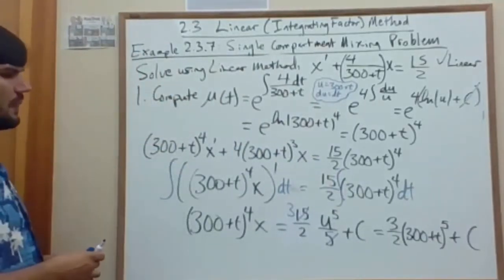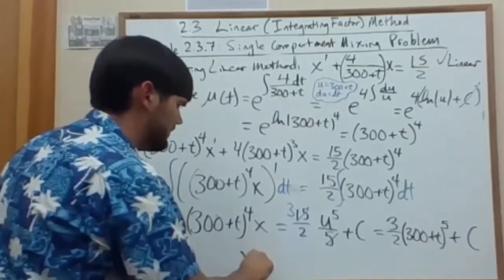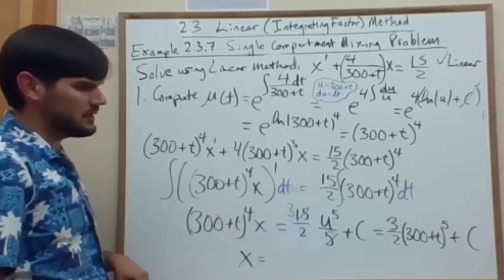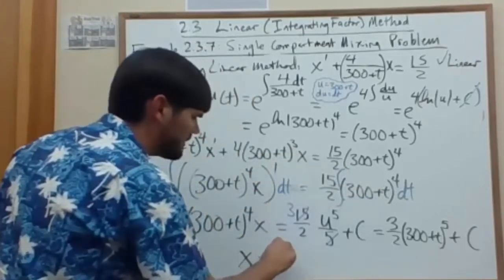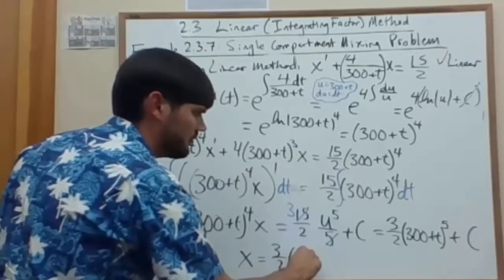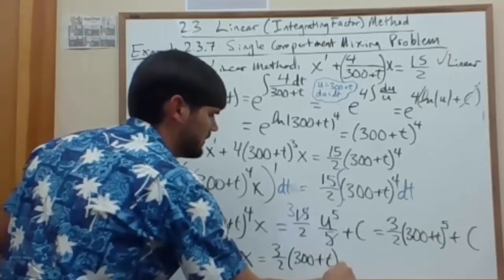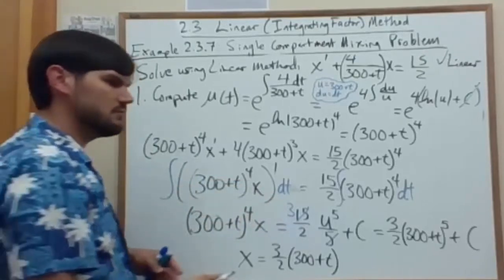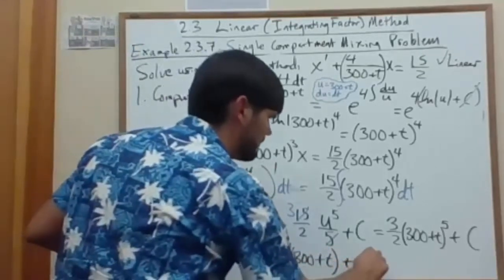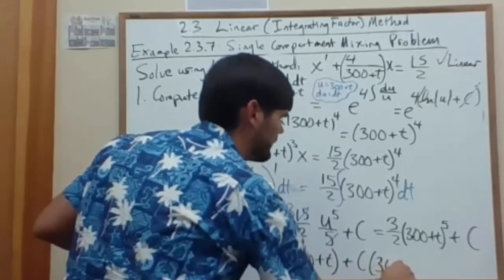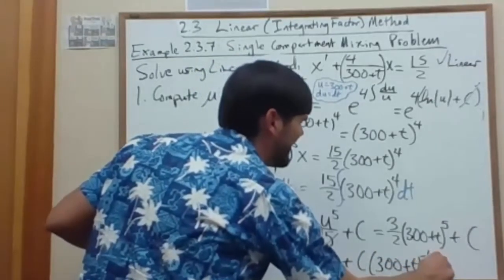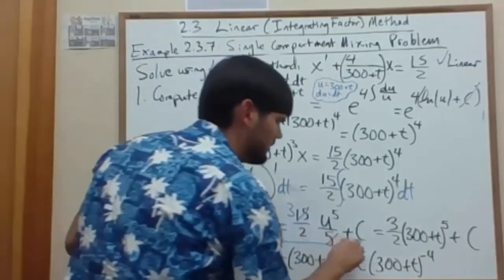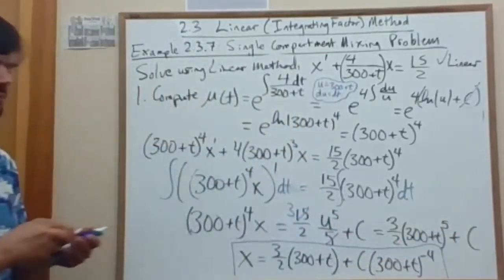And now we can solve for x. We divide by 4 copies of the 300 plus t. We have 5 copies right there, leaving us with 1 copy of 300 plus t. And then we have the c divided by 4 copies, which inverted gives us plus c times 300 plus t to the negative 4th. So before we apply the initial condition, this is our general solution.